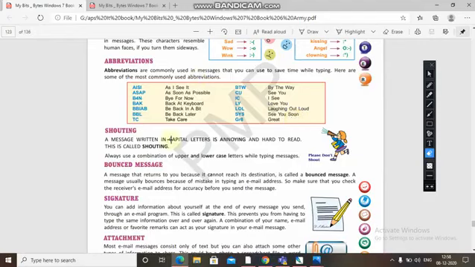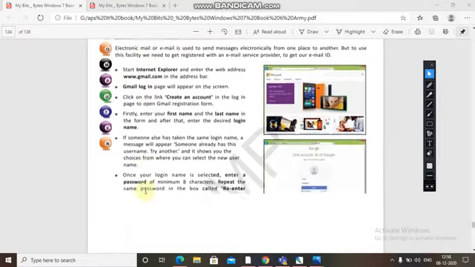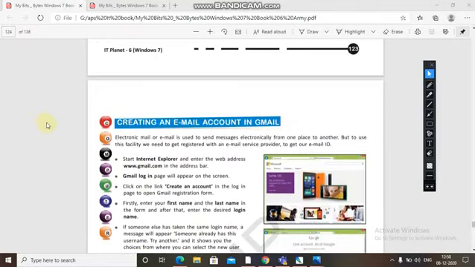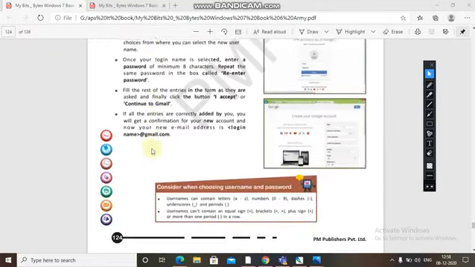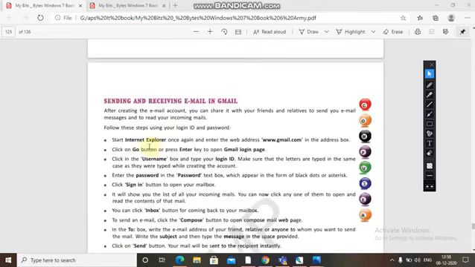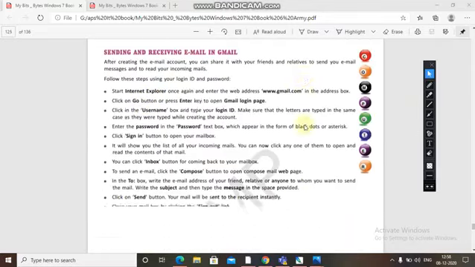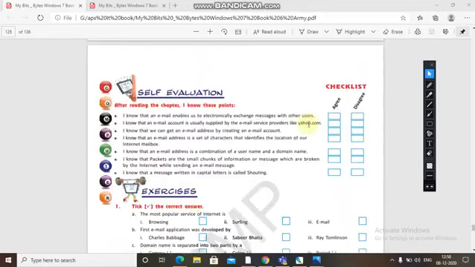Now signature, attachment and creating an email account are very important. After that we will see sending and receiving email in Gmail, email etiquettes, and then we will come to the last page, the self-evaluation question-answer page of this chapter. And I hope this is the last chapter of your book also.